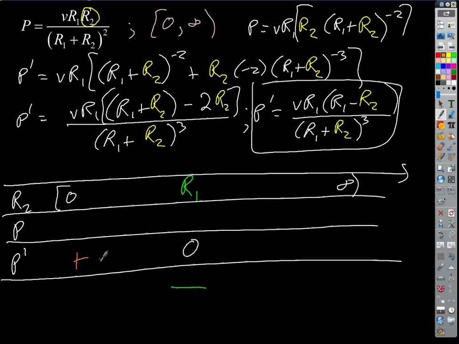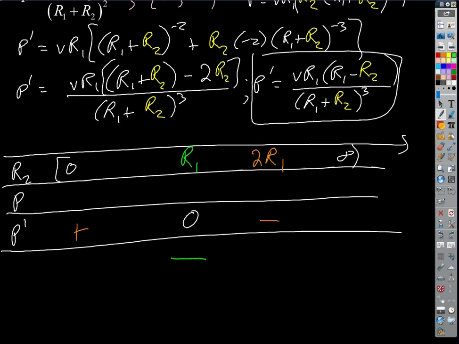What would be a convenient test point to the right? Well, maybe 2R1? 2 times R1? I couldn't pick a value like 10. How come? I don't know what R1 is. I don't know if that's bigger or smaller than R1, right? So we could do 2R1. And if I plug in 2R1, what's the sign of the bottom going to be? Positive. What's the sign of the top going to be? Negative. Yeah. Everybody agree? So I get negative over positive, which is negative.